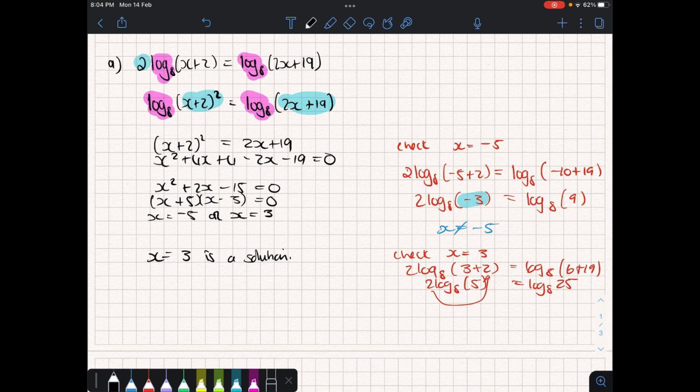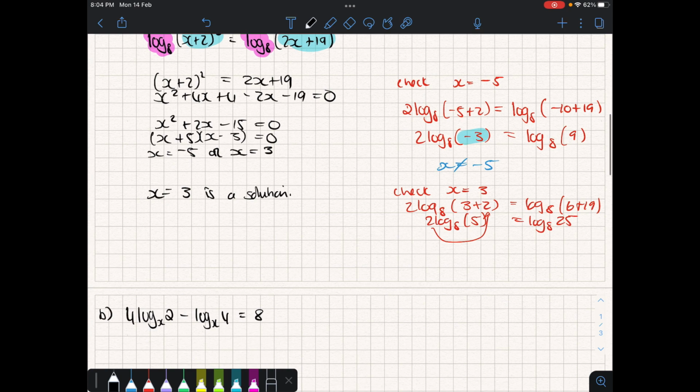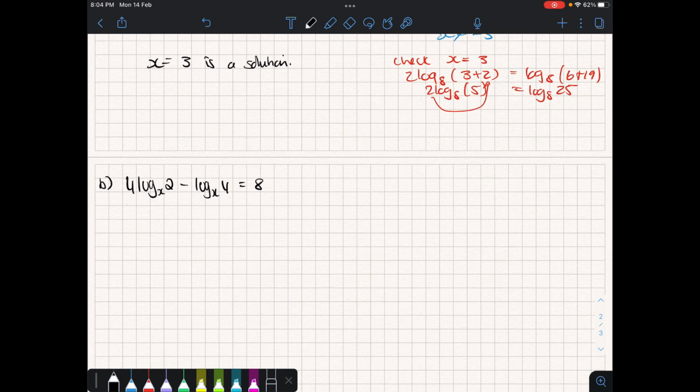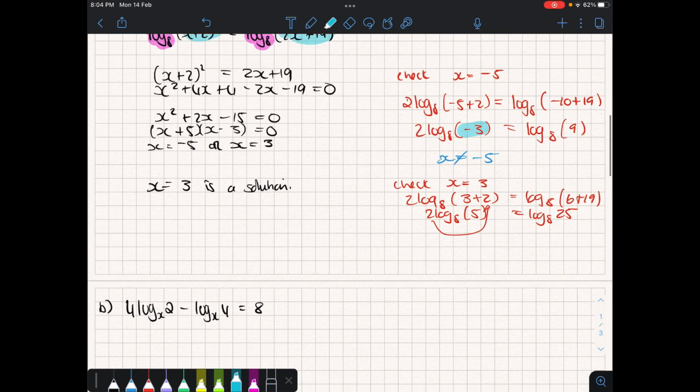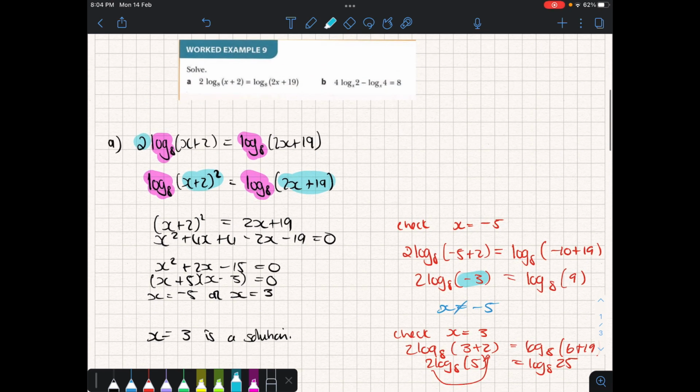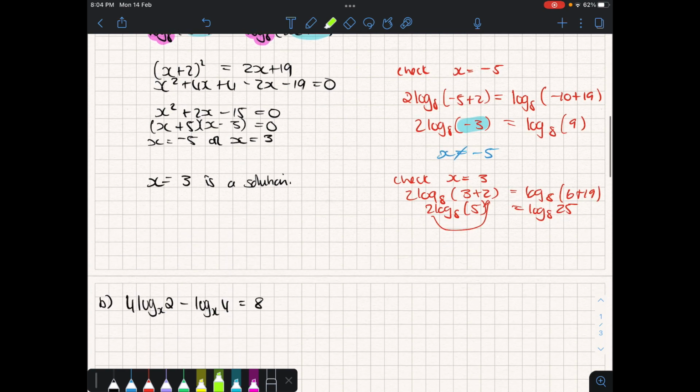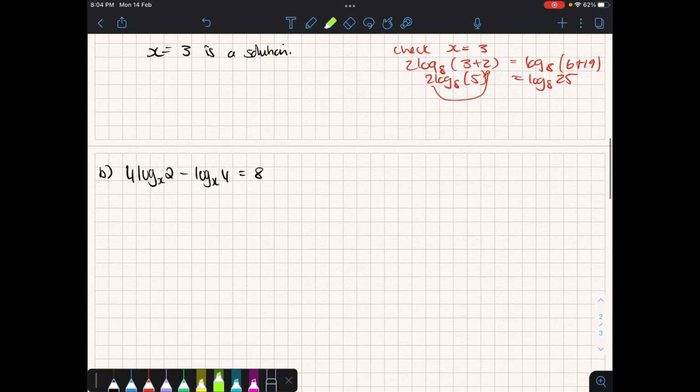to make sure that they satisfy the laws that logs involve. Here's a different type of equation. In the previous example, the variable we've been trying to solve, x, has been in the value. In this question, x is now the base, so we're solving for the base. But we're going to follow the same steps. What we want to try and do is simplify this as much as possible to try and isolate x.